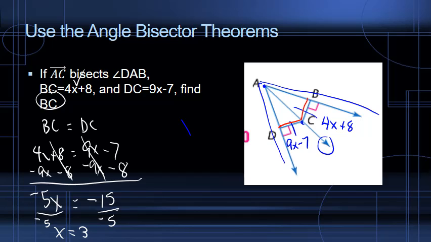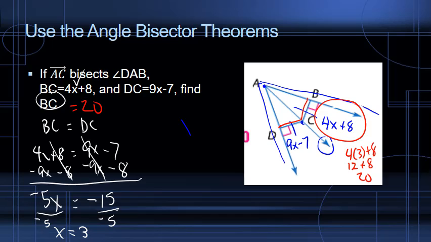All right, so let's see. We want to find BC. So BC is right here. And so let's plug in 3 into that 4x plus 8. So we got 4 times 3 plus 8. Well, 4 times 3 is 12 plus 8. And then BC is going to be equal to 20.